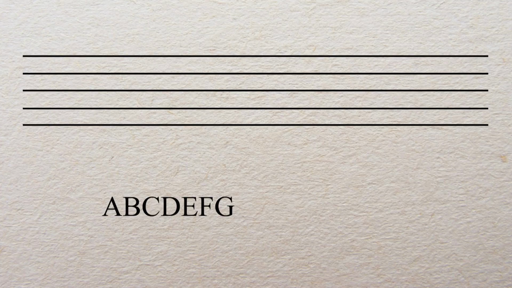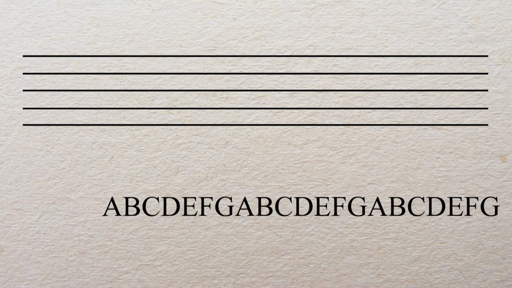Now, those 7 note names in order essentially repeat over and over. Start at A, go to G, then start over again at A. A, B, C, D, E, F, G, then again A, B, C, D, E, F, G, and again A, B, C, D, E, F, G, etc. Theoretically, it could go on forever and ever.